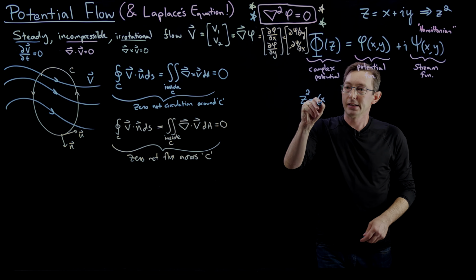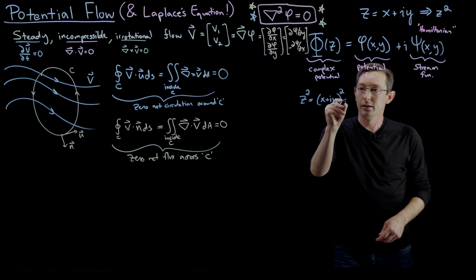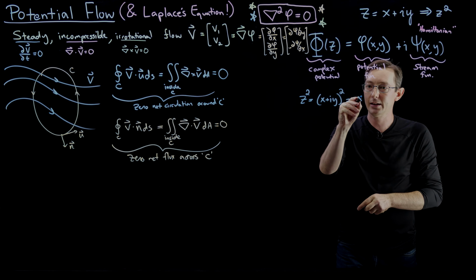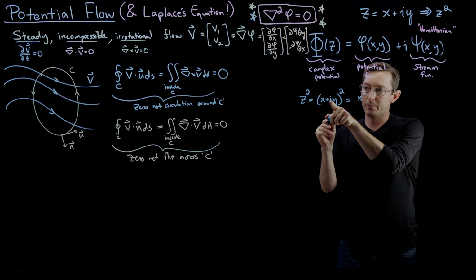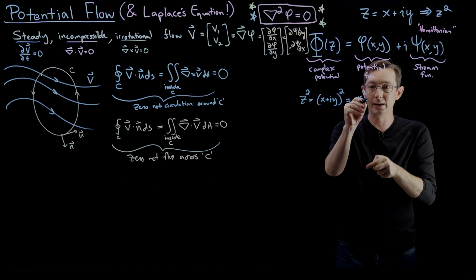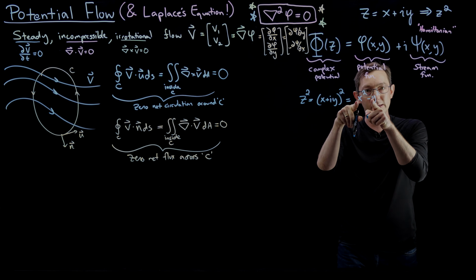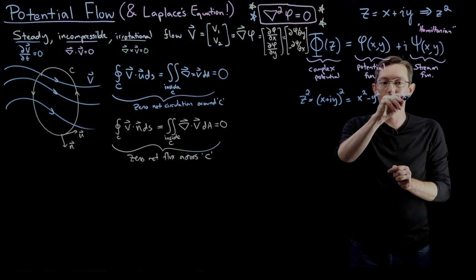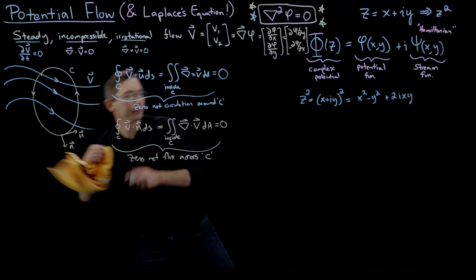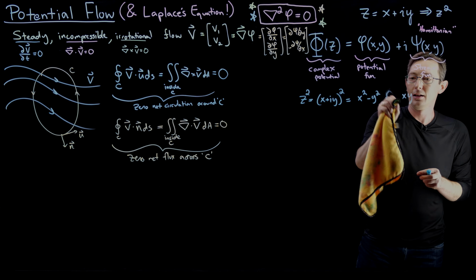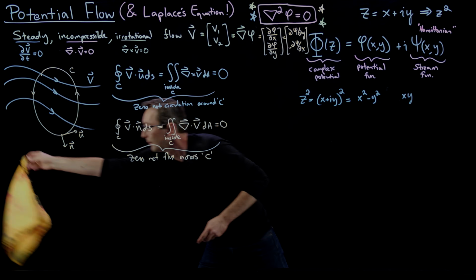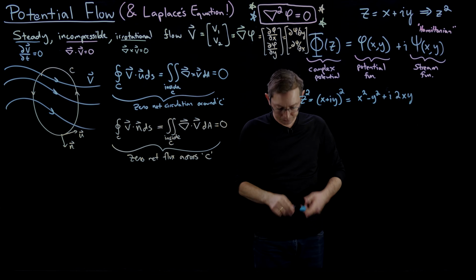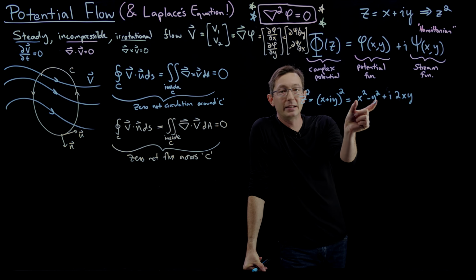z squared equals (x plus iy) squared equals... I'm going to collect all of my real parts and my imaginary parts. So I would have x squared plus i squared y squared, which is minus y squared. Those are the two real parts. And then I'll have plus 2ixy. And what I'm actually going to do is move my imaginary out front so I can keep track of it a little bit better. So this is plus i 2xy. OK, good. This is my potential function phi.